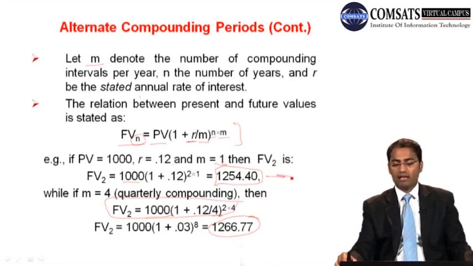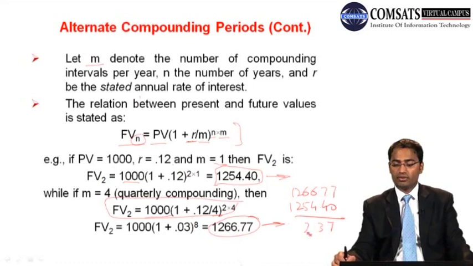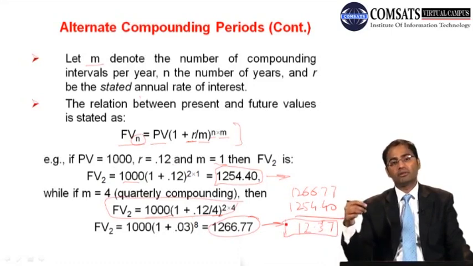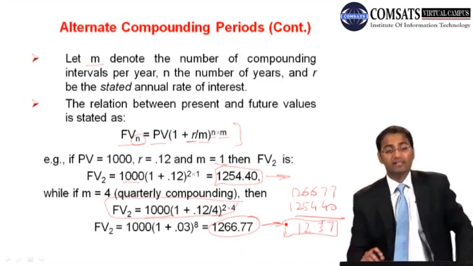So this is future value and this is future value as well. This is the future value for annual compounding, and this is quarterly compounding. So see, there is a difference between 1266.77 and 1254.40, which is 12.37, the difference between the annually compounded and quarterly compounded methods. So this is a new thing.